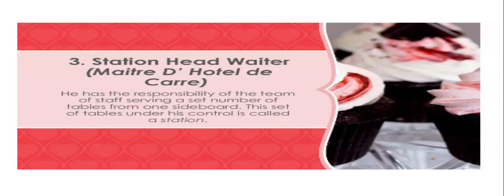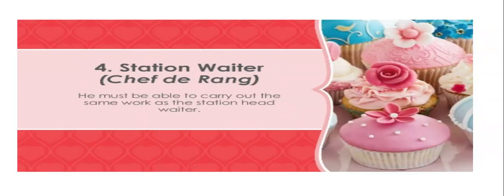Okay, so specifically, they don't need to go to other stations or table numbers like table 11 to 20, because this team is in charge of table 1 to 10 only. So the station head waiter again is in charge of organizing his or her people. Okay? And the station waiter, which is called chef de rang, must be able to carry out the same work as the station head waiter.